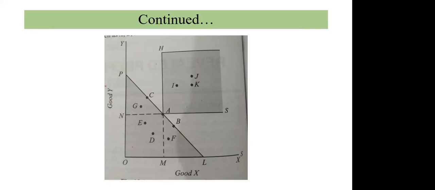So in this way, he is revealing his preference for that particular combination of A over all other combinations, which are B, C, D, E, F, G. And he is showing that this particular combination, which contains ON amount of good X and ON amount of good Y, is superior to all other combinations, and all other combinations are inferior to him. So this is the revealed preference hypothesis.